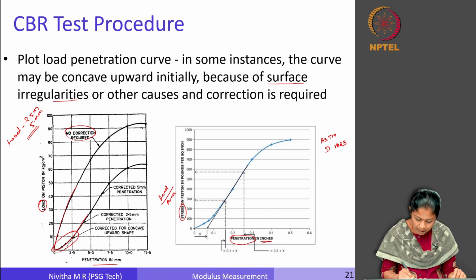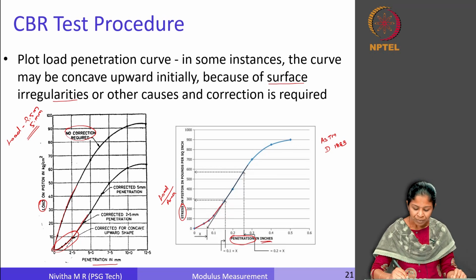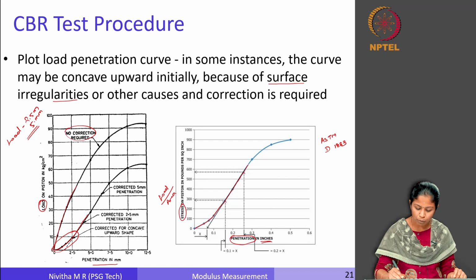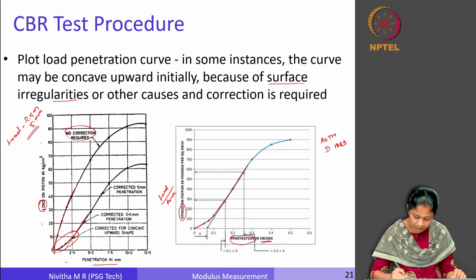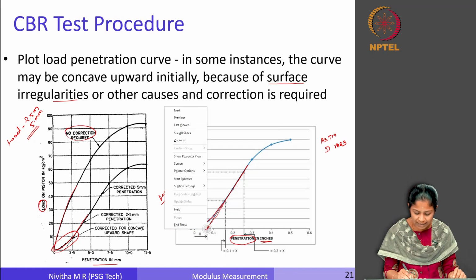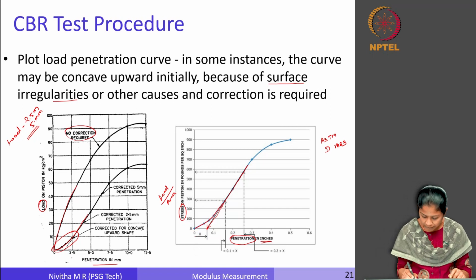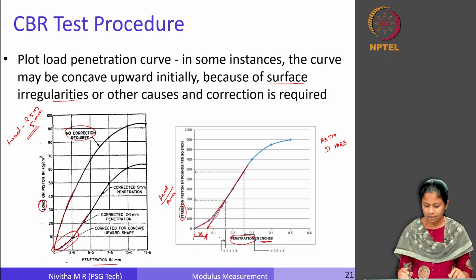Now, this is a curve which is concave upward initially, so I need to correct the curve. How do we correct it? After this initial concave upward portion, we can see that there is a linear portion like this. I draw a line on the linear portion and extend it, projecting it to meet the x axis. At what point it meets the x axis, I am trying to quantify that. I have quantified it as x.